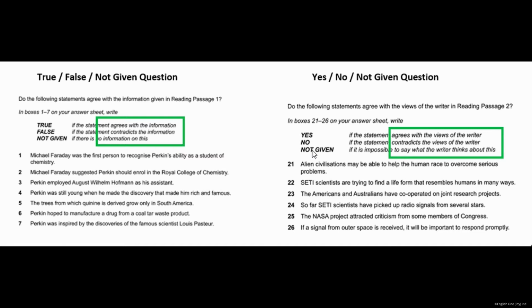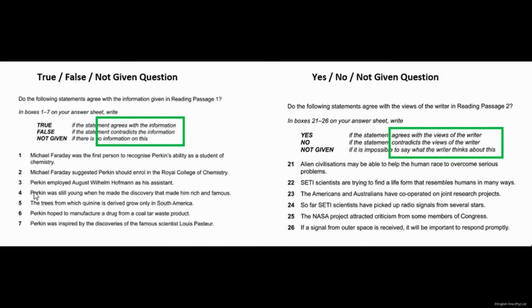This is extremely important, that you do not assume or almost make up based on what you think. You have to absolutely, without a shadow of a doubt, say that there is no way for you to know what the writer was thinking about the statement, for you to say it's not given. This is quite tricky. So, the strategies that you want to consider for this question type.